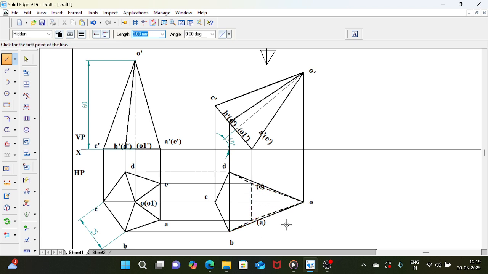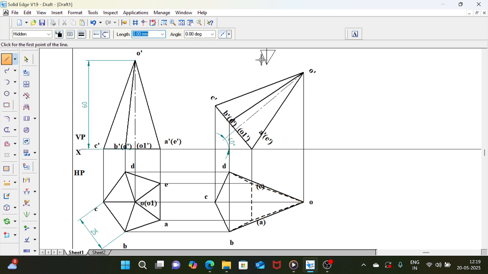You have to cross verify whether you have drawn all the slant edges. 5 base edges are over: A, B, B, C, C, D, D, E and EA. Similarly, 5 slant edges: AO, BO are over, CO is not over yet, we will come to that later. DO is over, EO is over.